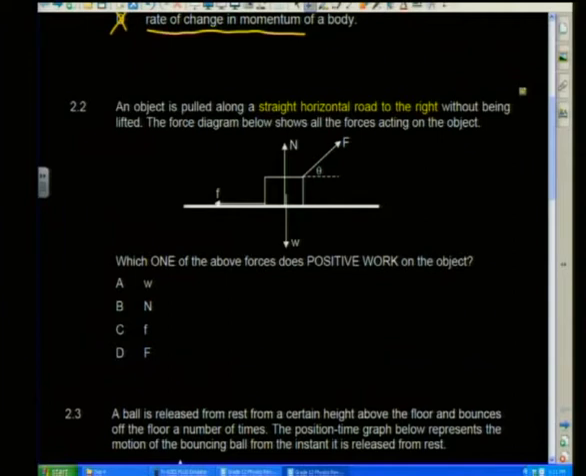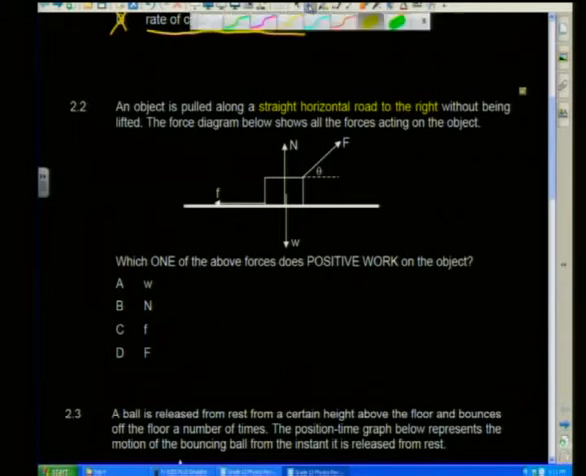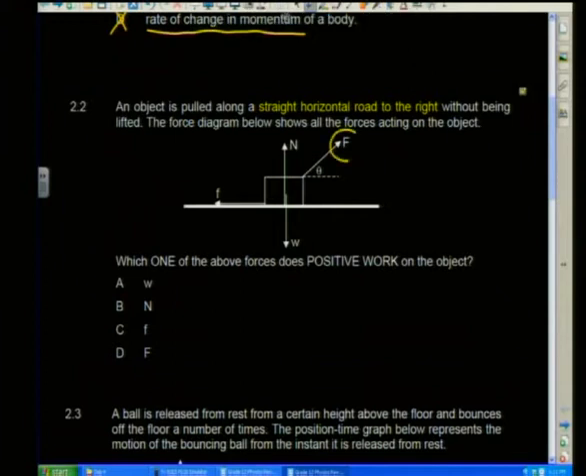The force diagram shows all the forces acting on the object. Let me just highlight what they are because it's kind of difficult to see and they're nice and small. What have we got? We've got F, which is the applied force. We've got N, which is the normal force, that's the floor pushing back up on the block. We've got W, which stands for the weight of the object. And we've got small f, which is the friction on the object. Now it says, which one of the above forces does positive work?